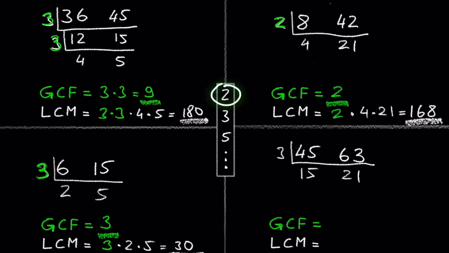15 is not divisible by 2, so let's try if it's divisible by 3. 15 divided by 3 is 5, and 21 divided by 3 is 7. We are done, because 5 and 7 are prime. The greatest common factor is 3 times 3, which is 9.